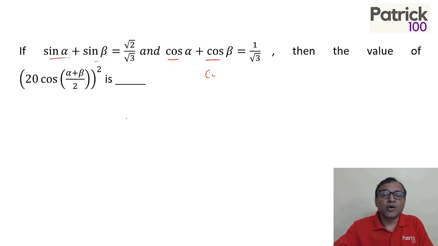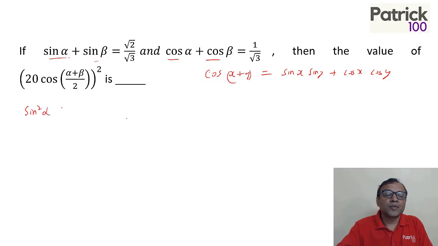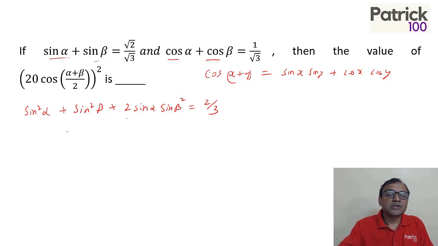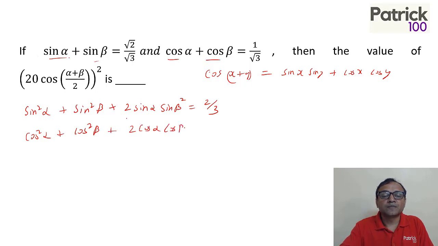Also, you should know the formula that cos of x plus y is equal to sine x sine y plus cos x cos y. Okay, so let's first square it. If I square the first part, sine square alpha plus sine square beta plus 2 sine alpha sine beta, right? The formula basically: x plus y the whole square, x square plus y square plus 2xy. That equals 2 upon 3 squared. Same as square the second part, cos square alpha plus cos square beta plus 2 cos alpha cos beta, right? This will become 1 by 3.